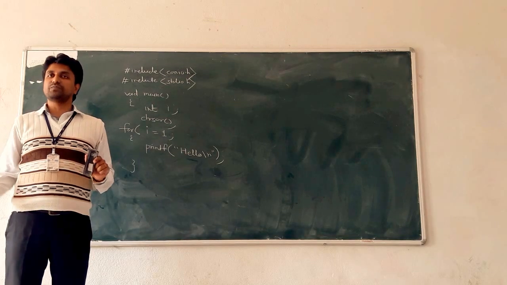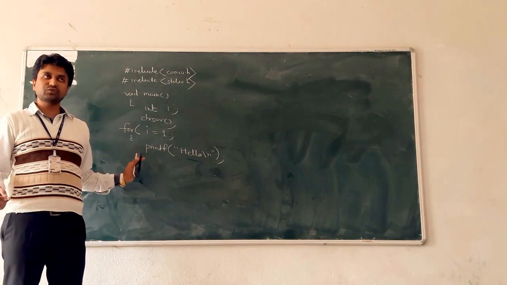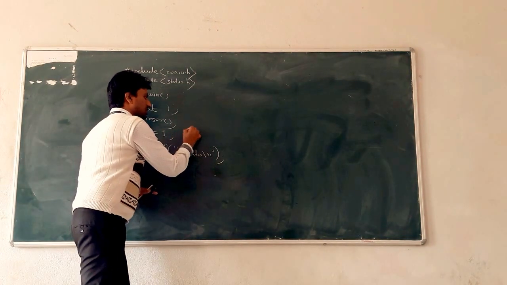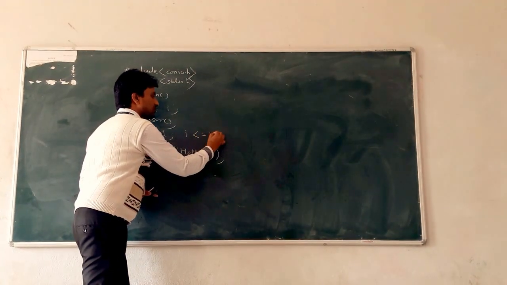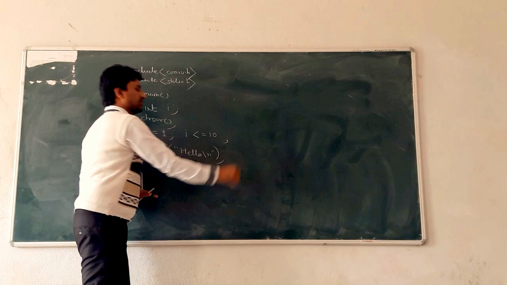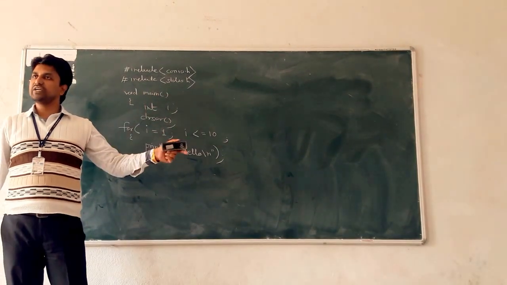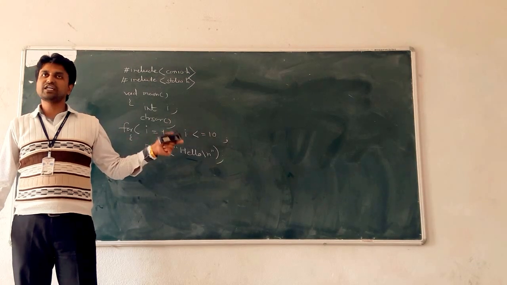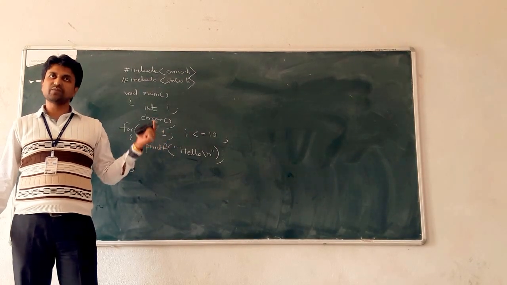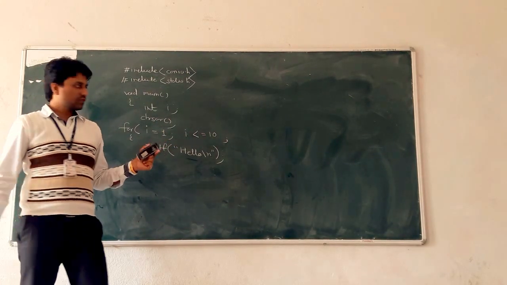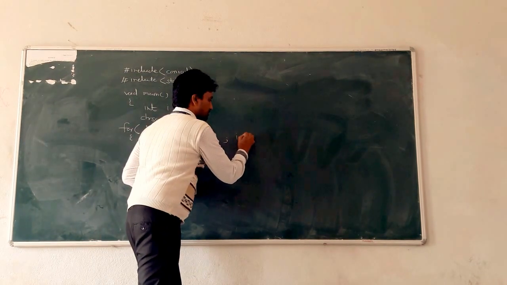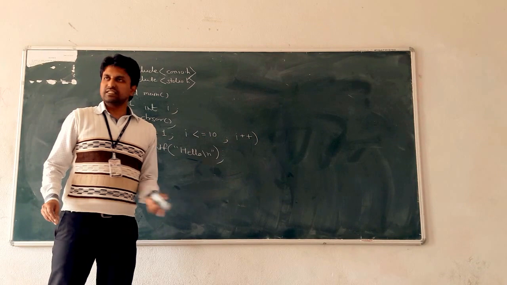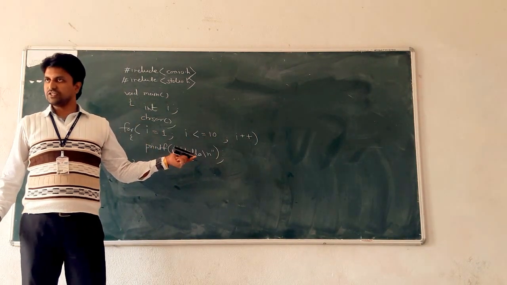Next statement is the conditional part. How many times do you want to execute that statement? Hello, 10 times. So the condition is i less than or equal to 10. Then use the semicolon. What is the next statement? Reinitialization or increment decrement statement: i plus plus, i minus minus. For this program, i plus plus, that is the increment statement.